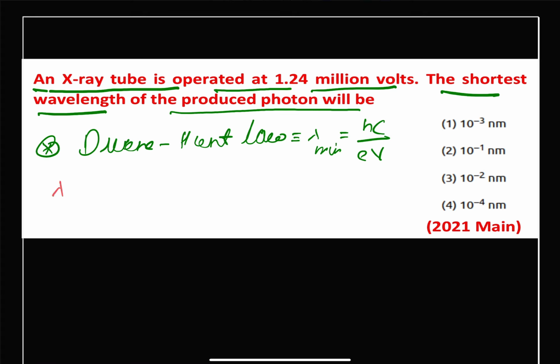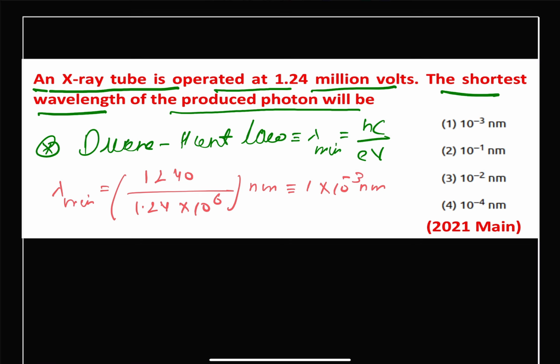We substitute the values directly. This will give us lambda minimum. hc in electron volt is 1240, and we have this as 1.24 million volts. So this comes as 1.24 into 10 raised to power 6, and automatically the wavelength will be in nanometer. So it will be equal to 1 into 10 raised to power minus 3 nanometers. So option number 1 is correct.